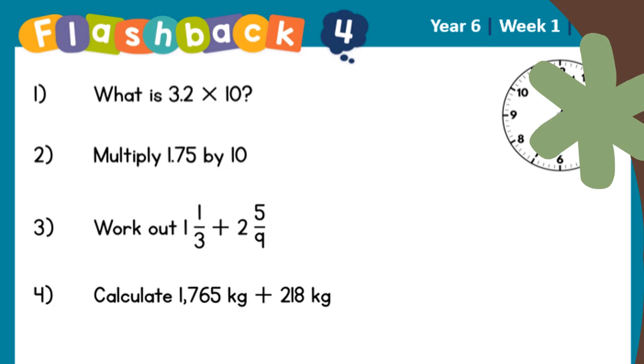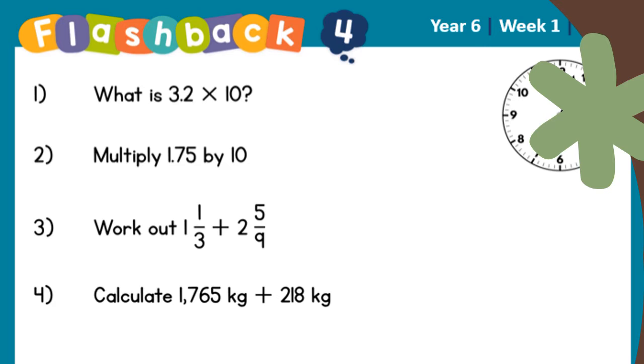And number 3, you're going to work out 1 and 1/3 plus 2 and 5/9. And you must always remember that the denominator has to be the same. So how on earth can you get 3 to be 9? You know that 9 is a multiple of 3, and so whatever you do to the denominator, you will do to the numerator.